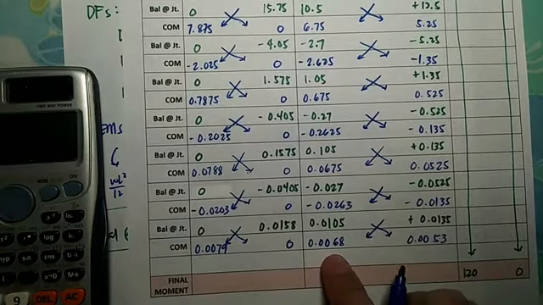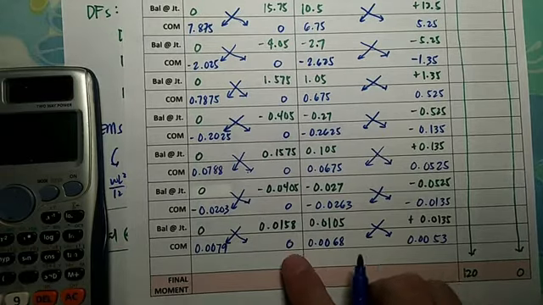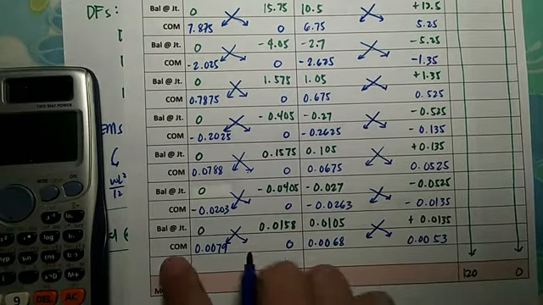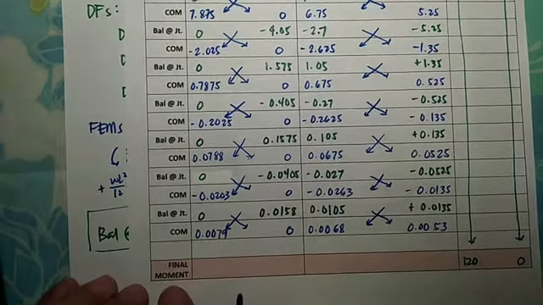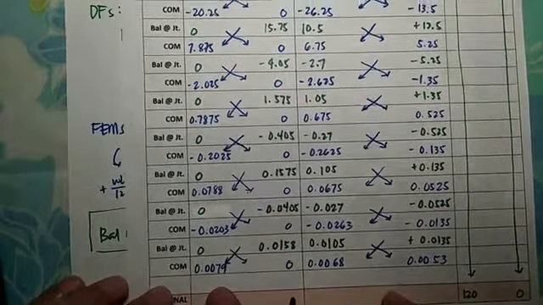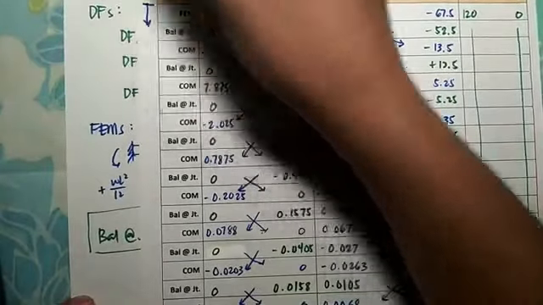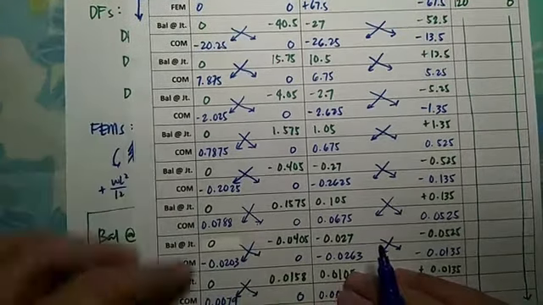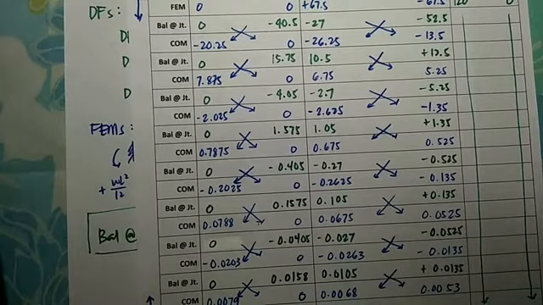So kung susundin natin yung sinet nating rule, kapag yung unbalanced moment na is nag 0.00 something, so we could now stop there from the last moment of COM. So finally, how do we solve for the final moment? So we just get the summation from the fixed end moment from here hanggang dun sa COM. Okay, so we're just going to sum it up.